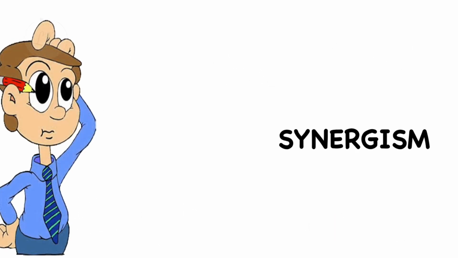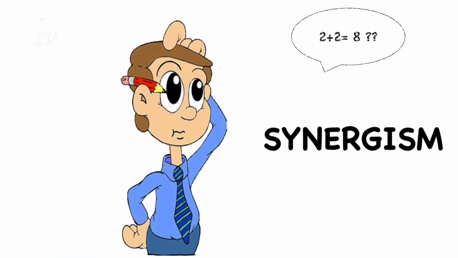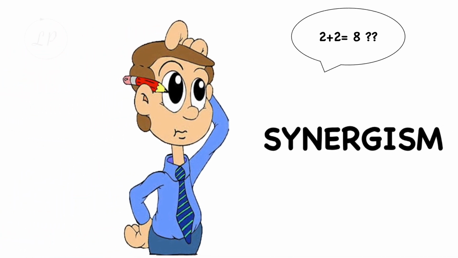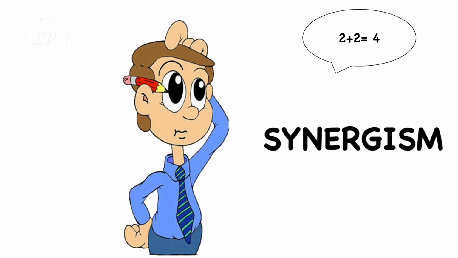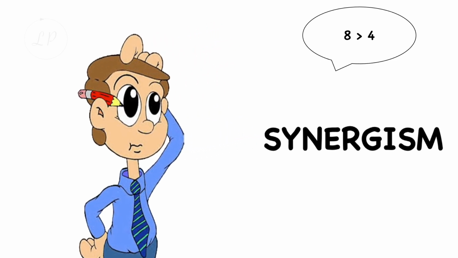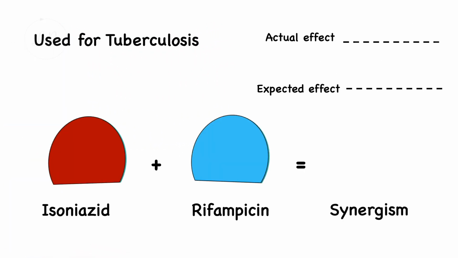Whether 2 plus 2 can be 8? If it can be true, it is an exaggerated effect and you are not expecting that answer. You are expecting the answer as 4, but if you are getting 8, it is something more than expected. Same like that, synergism is an exaggerated effect obtained when two drugs are combined. It would be always bigger than the expected additive effect.